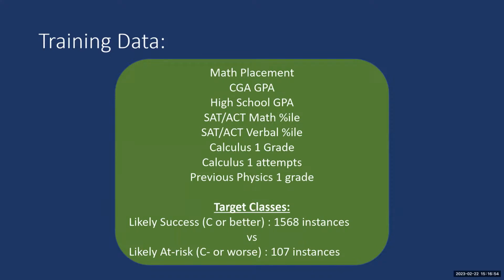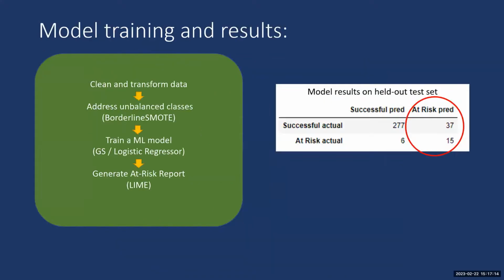We have about 6 years of data that we're using to make this prediction. And over these 6 years, we've had over 1,500 students that did just fine. Most students do just fine when they take Physics 1. But we have about 100 that didn't do just fine. They got a C- or worse. And these are the ones we want to focus on.